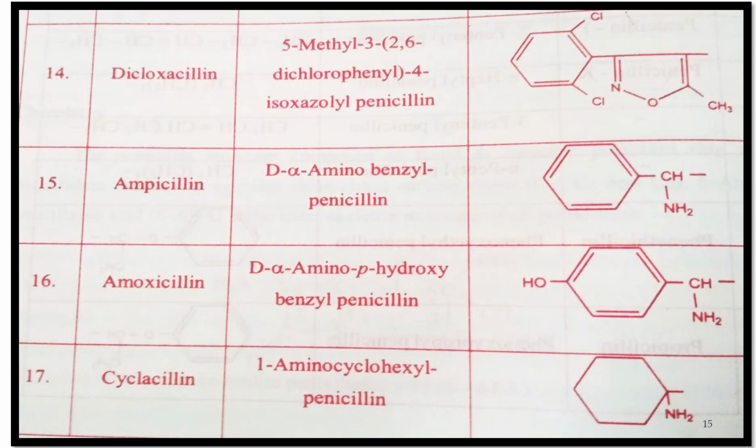Next we have dicloxacillin. As the name indicates, it has 2 chlorine atoms. See the chemical name, it is 5-methyl 3-(2,6-dichlorophenyl) 4-isoxazolyl penicillin. Next one is ampicillin. What is ampicillin? It is D-alpha amino benzyl penicillin. Next one is amoxicillin. D-alpha amino para-hydroxy benzyl penicillin. A hydroxy group is present at the para position in case of amoxicillin. Next one is cyclacillin. It is 1-amino cyclohexyl penicillin.